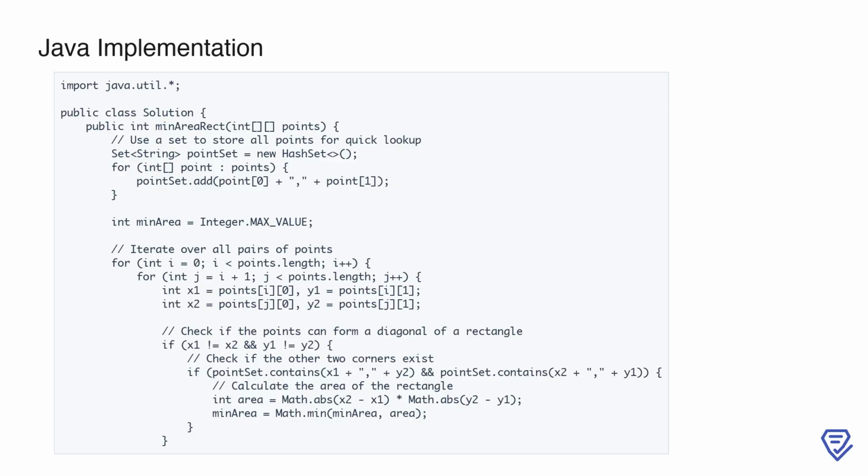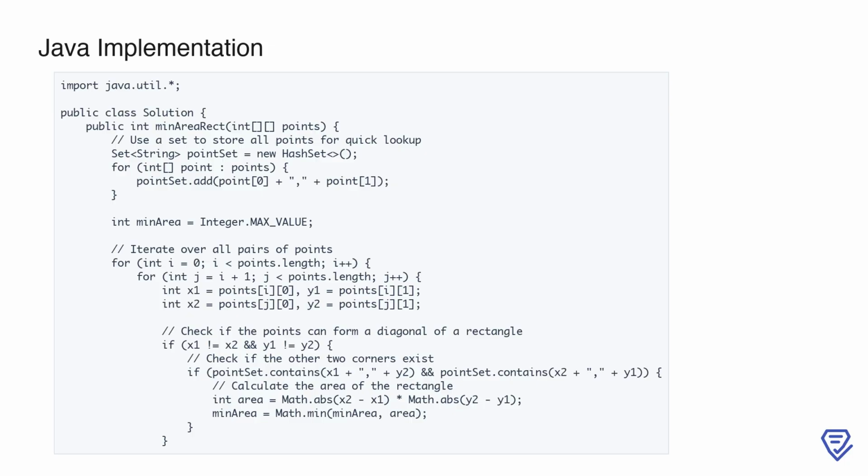Next, we initialize a variable minArea to Integer.MAX_VALUE to keep track of the smallest rectangle area found so far. We then use a nested loop to iterate over all pairs of points in the input. For each pair, we extract their x and y coordinates. The goal is to determine if these 2 points can form the diagonal of a rectangle. For that to happen, their x and y coordinates must differ, ensuring they are not aligned vertically or horizontally.